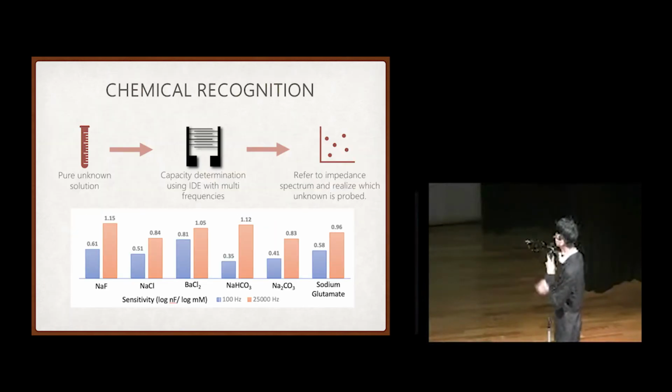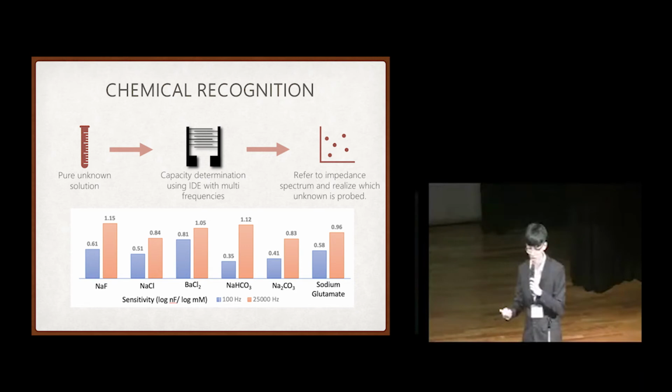So we can see this chart. These 6 different solutions have their specific slope set. Every solution has its unit sensitivity. So we can use this method to know the pure unknown solution. We just put the pure unknown solution on our IDE and check out all our data. So we can know what the solution is.